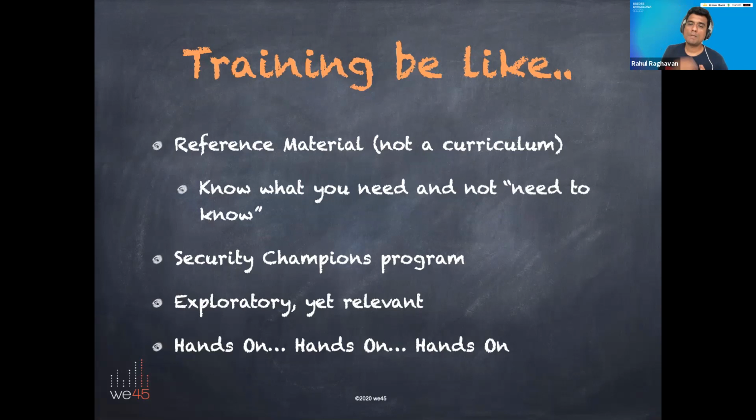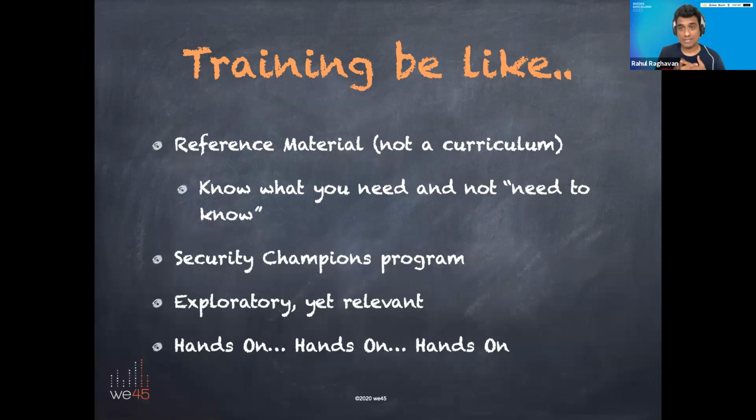So training should be more of a reference material, right? And not a curriculum. It should be like what doctors or attorneys do. Even today, you go to a doctor or an attorney, they refer to case files. They refer to previous instances that have happened. So training needs to be like that. A training program needs to be something that developers or product engineers are able to refer to, and not something that they just get certified against, or just something that they need to do, right? So I often say, know what you need and not what you need to know, right? It's always important that you have some skill at a point in time that is relevant to the kind of work that you're doing, not something that you just accumulate over a period of time.